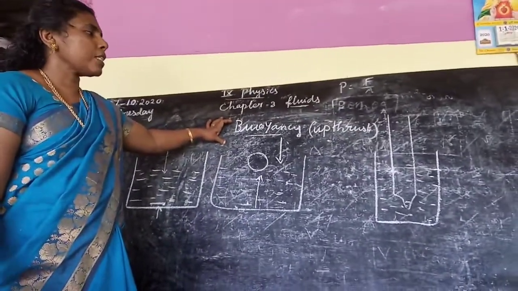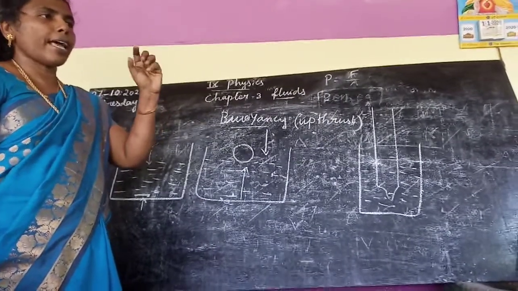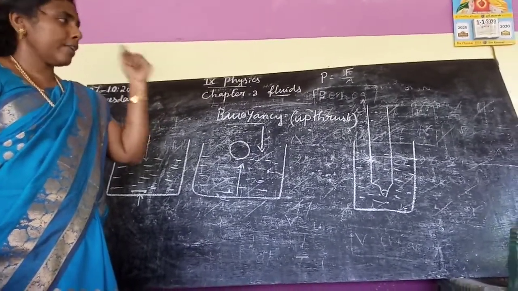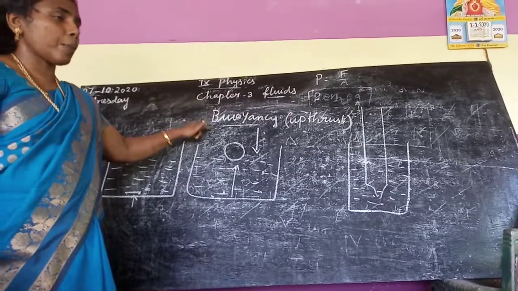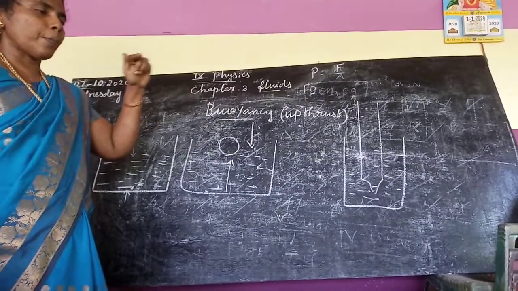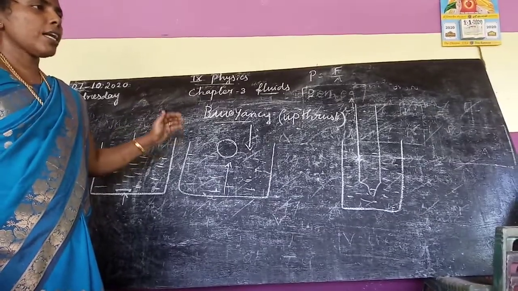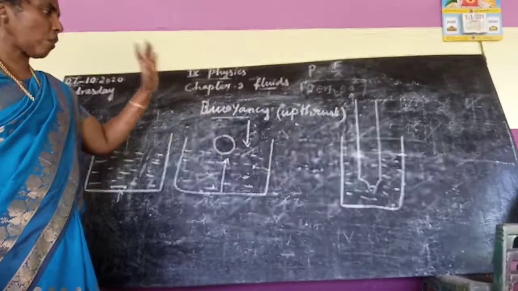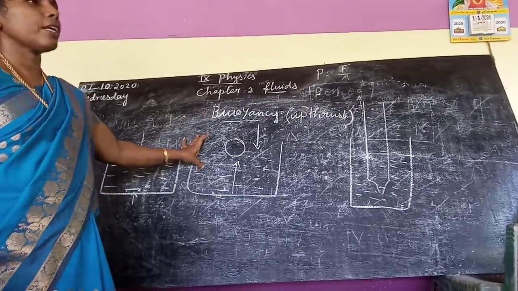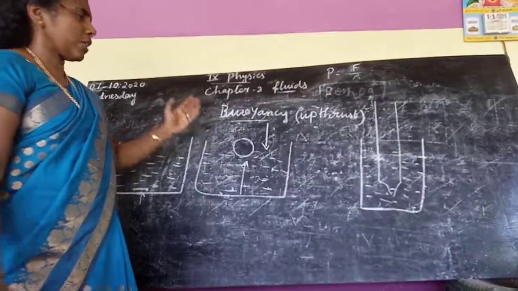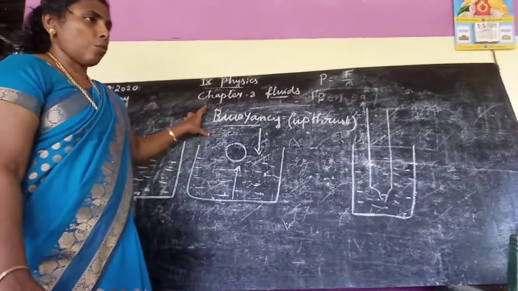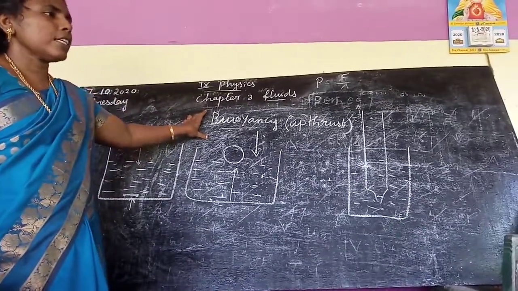So the hydrometer assignment: you have to write first why the hydrometer, for what purpose we are using. Then the principle, then construction and working diagram. If you write all this, you will get a 4 mark or 7 mark question, that is hydrometer. So today's assignment is hydrometer.